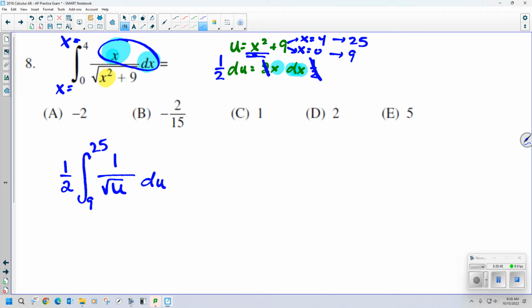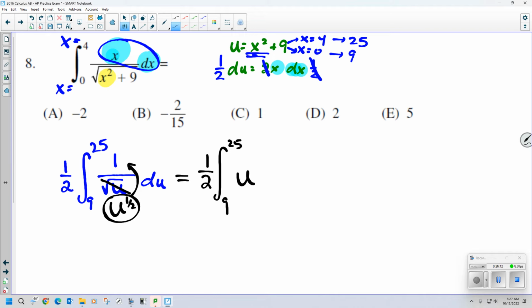I still don't like that square root. You should know the square root is the same as having an exponent, u to the 1/2. Okay? And I don't like the fraction, so I'm going to bring my u to the 1/2 up. But then I need to negate the exponent. All right? I need to negate the exponent. So I really have 1/2, the integration from 9 to 25 of u to the negative 1/2 du.